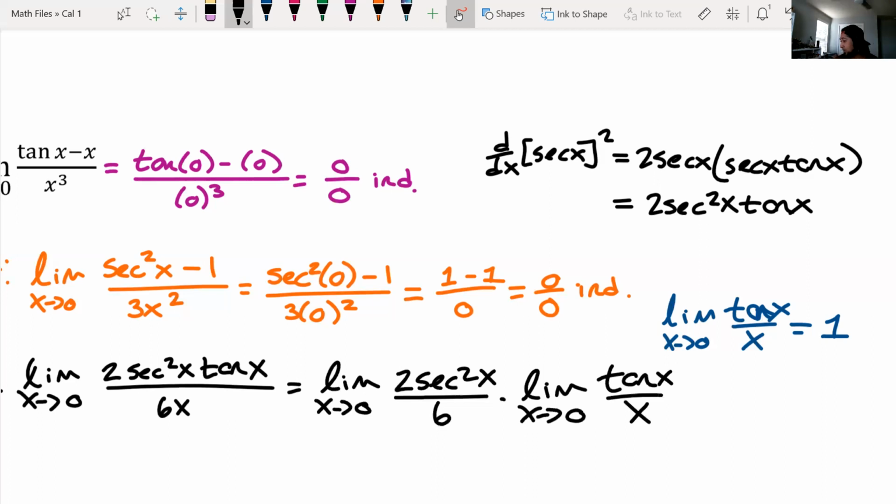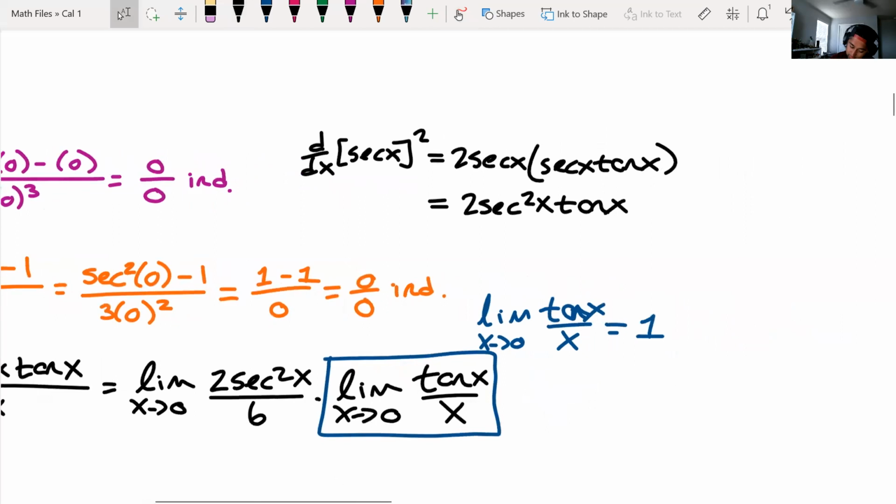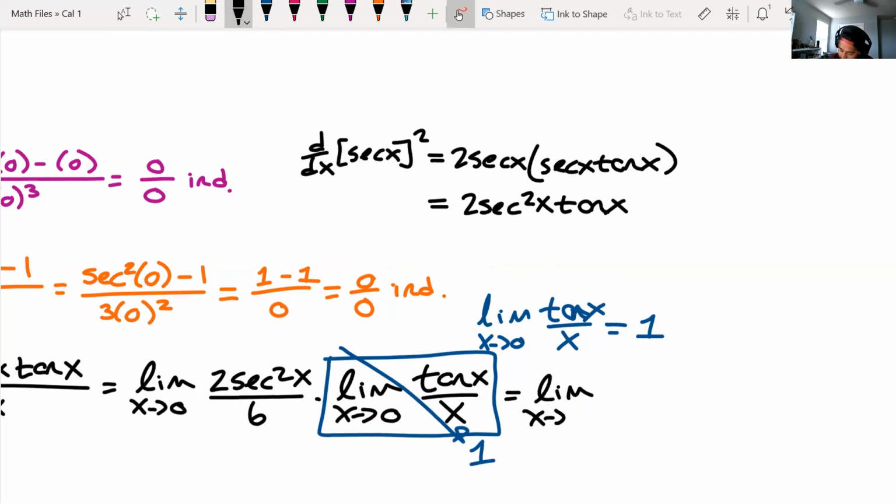Have we done anything wrong? Not that we think. Which means, where is this limit going? What is it going to become? A 1. So this becomes 1. And what we're left with is the limit as x approaches 0 of 1/3 secant squared x.